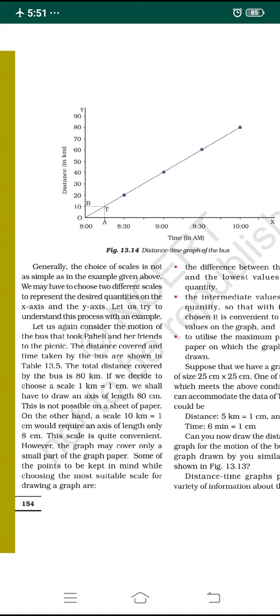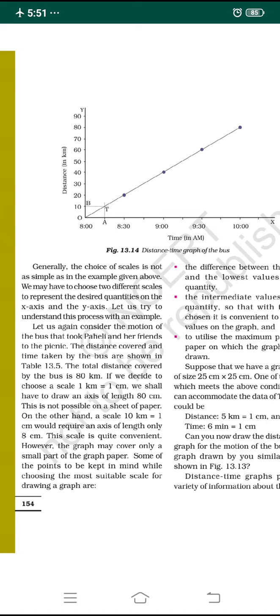Okay, so here time is given and the distance traveled in each half an hour. So she has marked there. The distance covered and time taken by the bus are shown in table 13.5. Already it has been given. Okay, so the total distance covered by the bus in all is 80 kilometer.